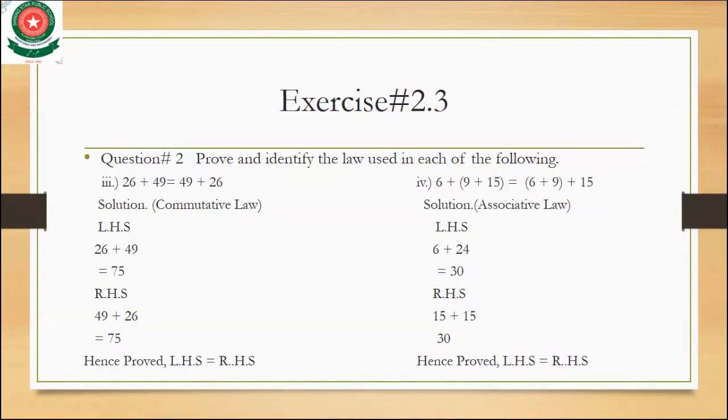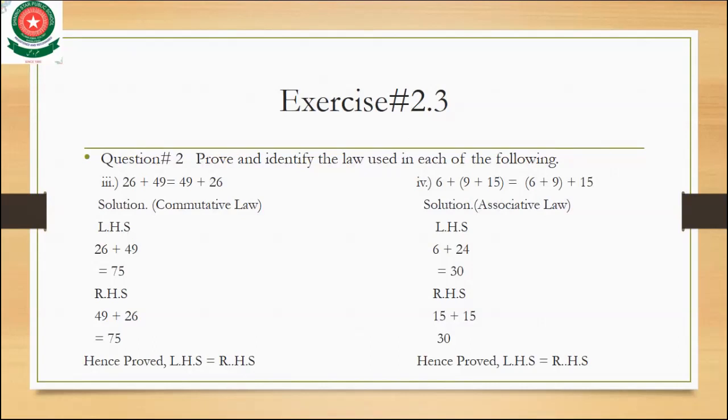Come to part number 4. 6 plus bracket 9 plus 15 bracket close is equal to the right hand side, 6 plus 9 plus 15. As we know, in the associative law we can add three numbers, and first we can add any two whole numbers. See that 6 plus 9 plus 15 has three whole numbers, so this is the associative law. First you identify which law it is.